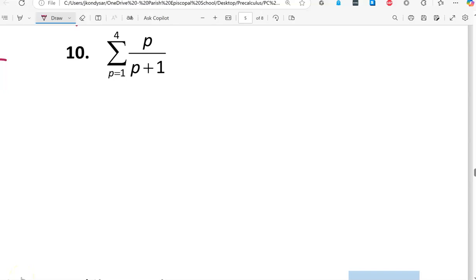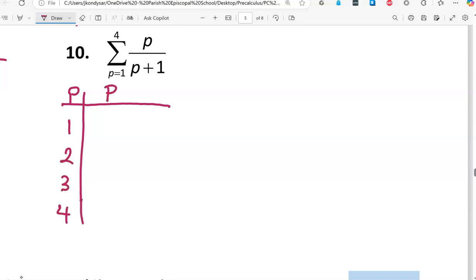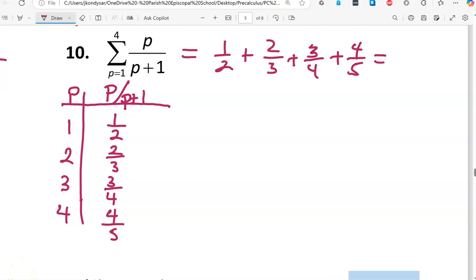In number 10, we have the summation of p divided by p plus 1, where p goes from 1 to 4. And so our counter, or index of summation, is p. That will number 1, 2, 3, 4. And then the second column can be p divided by p plus 1. If p is 1, that's equal to 1/2. If p is 2, 2/3. If p is 3, 3/4. And p is 4, 4/5.